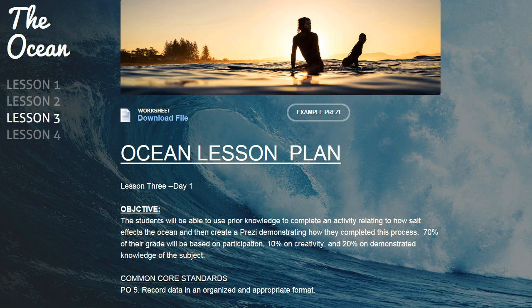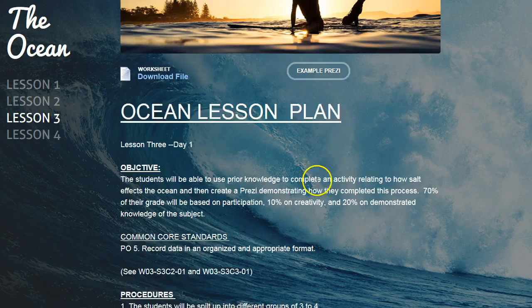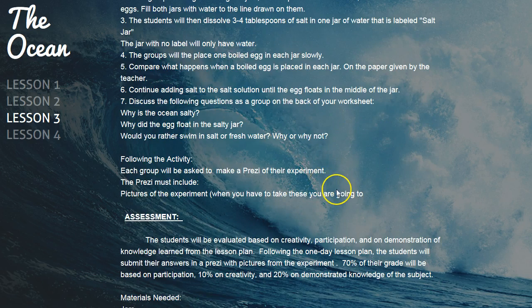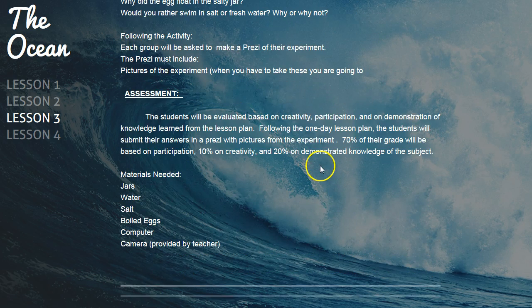So it's going to be like put salt in the jar. They're going to take a picture of them putting salt in the jar and do all the procedures, and on mine I have insert picture here, insert picture there. Then they're going to answer the questions that were on the document at the end, and then they're going to present. Each group is going to be able to present why they think it's that way.